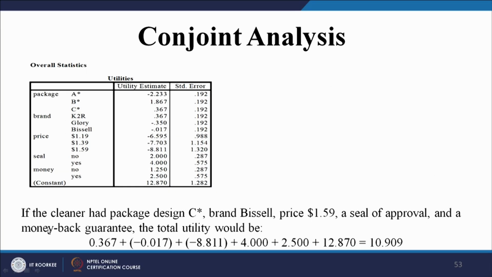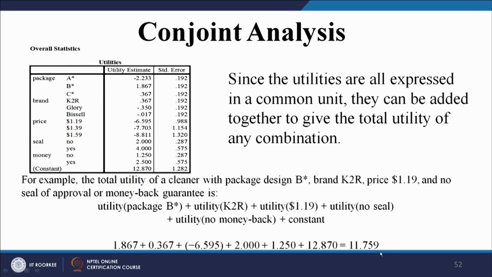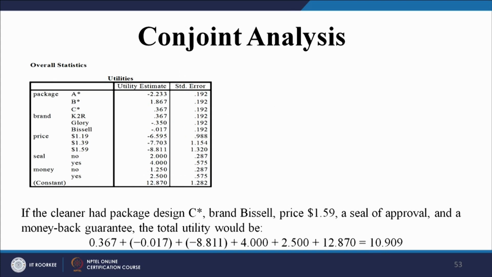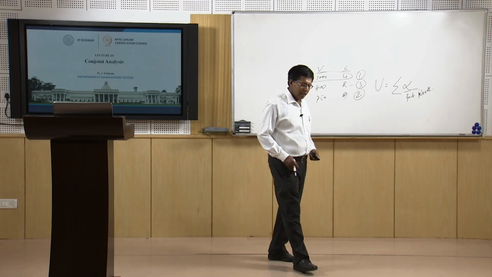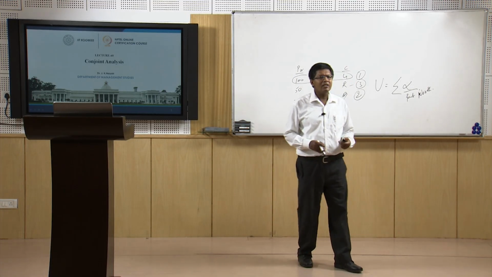11.759. Suppose the cleaner had package design C, brand Bissell, and some changes have been made. How much is the total utility function now? It is 10.909. So this was 11.759 and that is 10.909. Obviously you can see from here that the utility function changes with the change in the attributes.